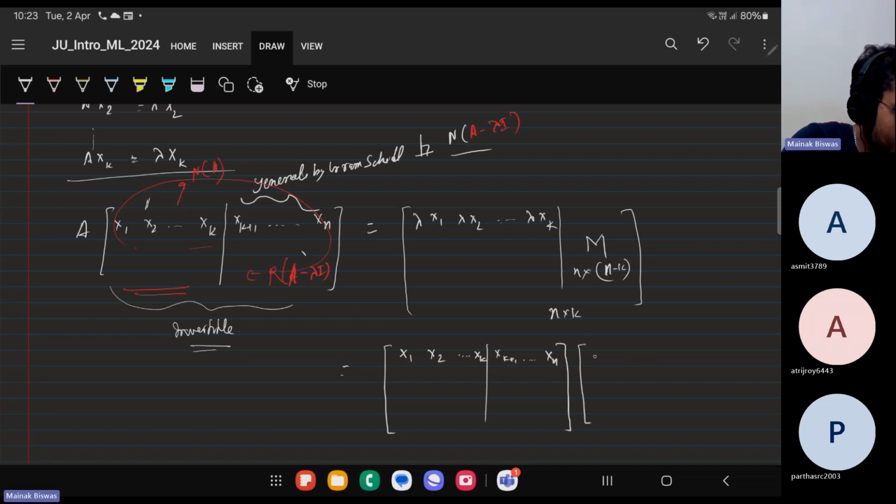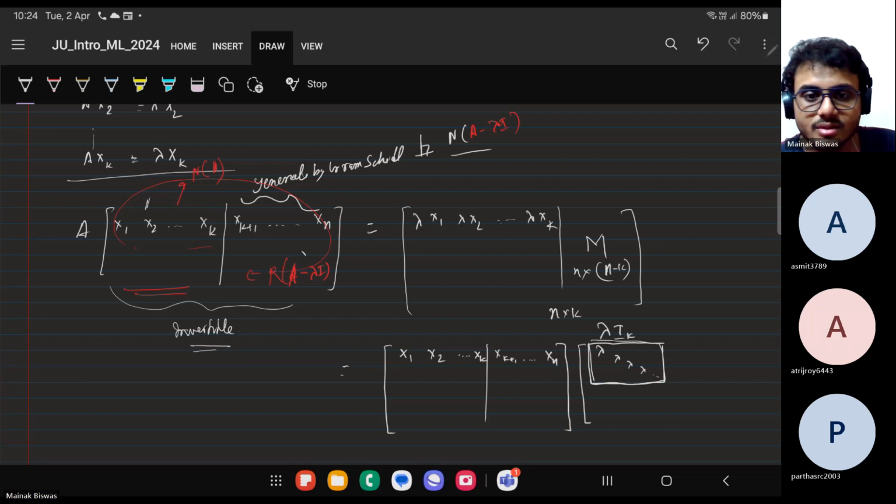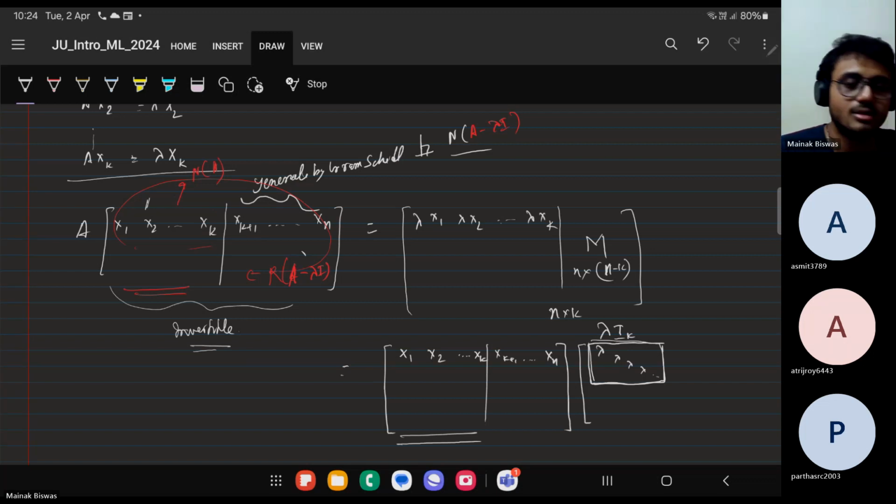Now, do you agree? This is equal to lambda into Ik. You will have k lambdas here. Yes or no? This is Ik into lambda for these columns, and I'll put a zero below. Then I'll get back these columns as they are. Yes or no?